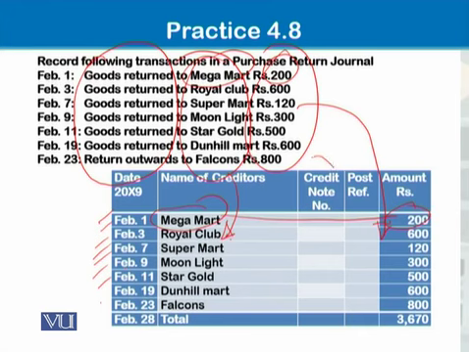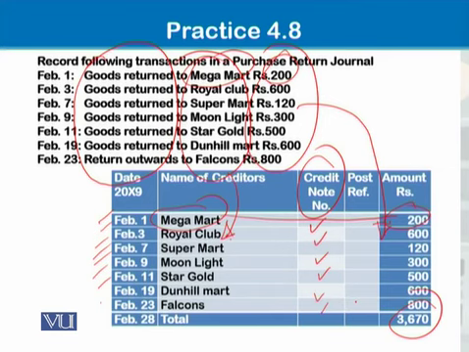And here you will write the credit note number that you will receive. Don't put your debit note number, because your debit note number is not a source document for this. This transaction gets completed when you receive the credit note from the supplier. And obviously, finally, you will make a total of this purchase return journal.